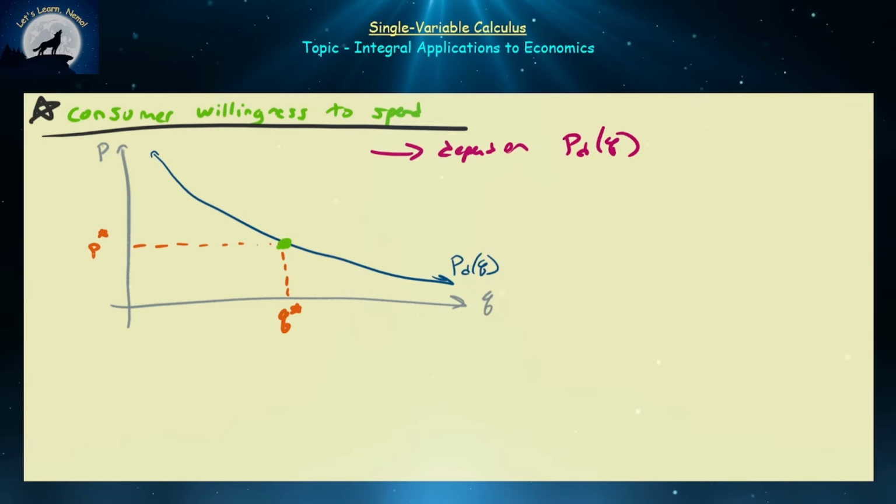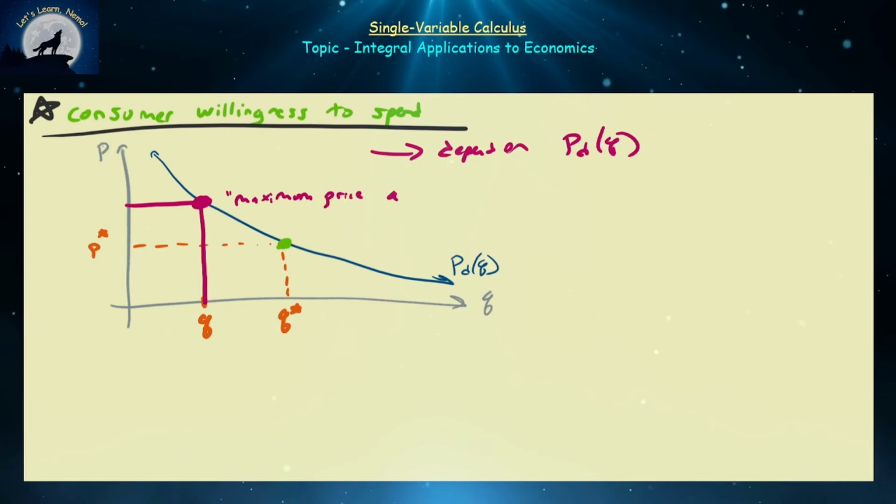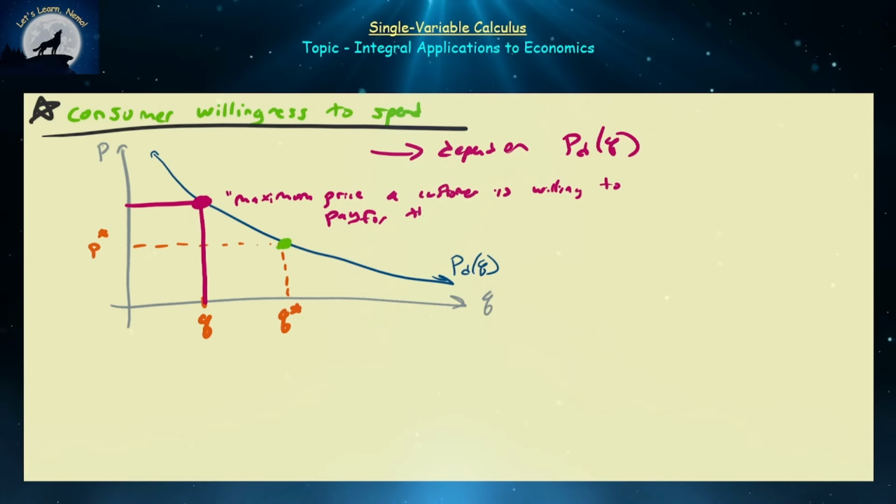Right? So if we choose to have let's say some quantity Q located here for which somebody is willing to buy, then there should be an associated price to that quantity located right here. Right? So this price here, so this is what we refer to as the maximum price a customer is willing to pay for that quantity. Let's call it Q naught.